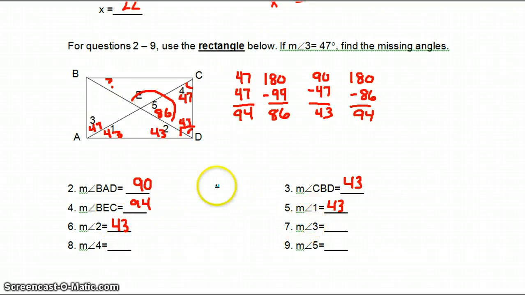Angle 3 is 47. Number 8 is angle 4, which is 47. And 9 is angle 5, which is 86. And that's 2 through 9.